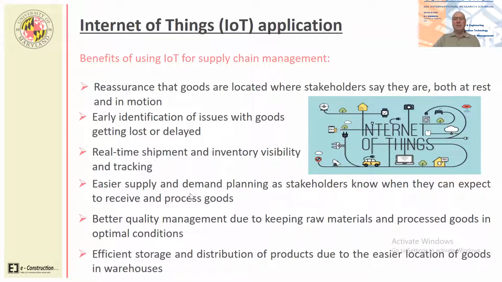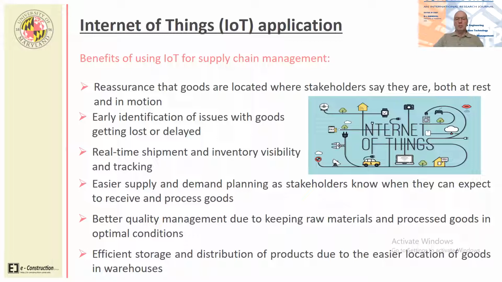Stakeholders know when they can expect to receive and process goods and services to some extent as well, but especially products. Think of just-in-time delivery of certain components, maybe window frames, maybe reinforcement bars that need to be inserted into formwork columns rather than storing them. So being able to facilitate just-in-time delivery with tracking capabilities and monitoring where these products are is hugely important. Then better quality management due to keeping raw materials and processed goods in optimal conditions, right? So being able to know what is the mode of transportation, how they're being delivered, how they're being loaded and unloaded, especially prefabricated components of a building, that they're properly lifted and that are not damaged during the transport.